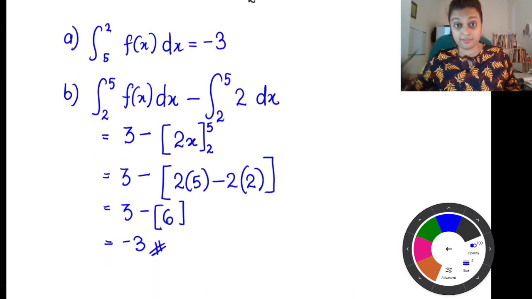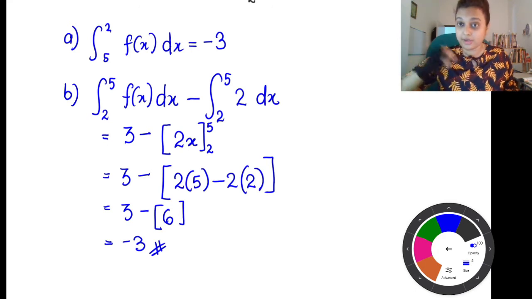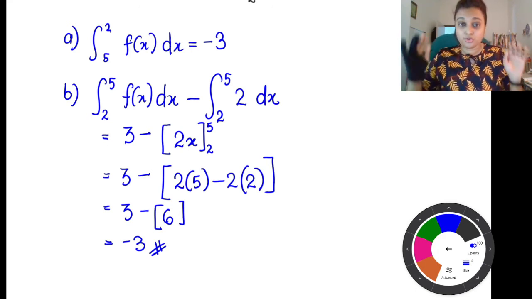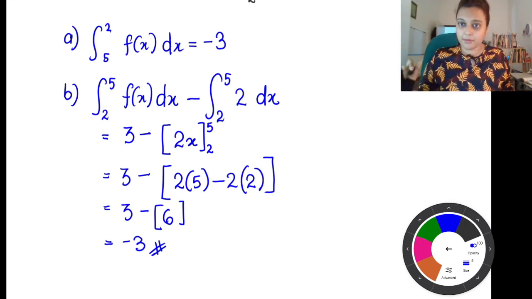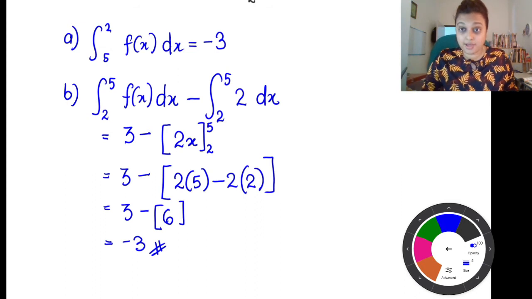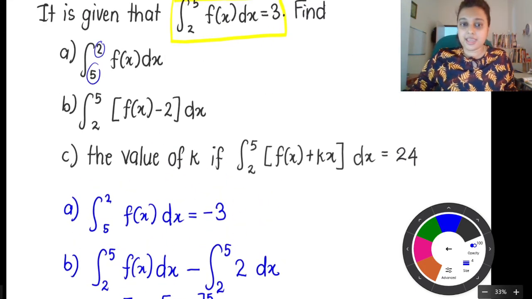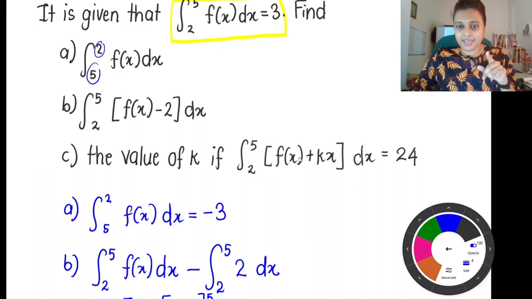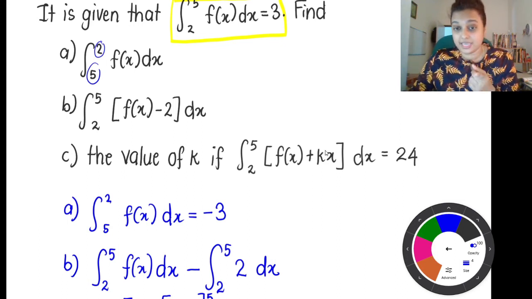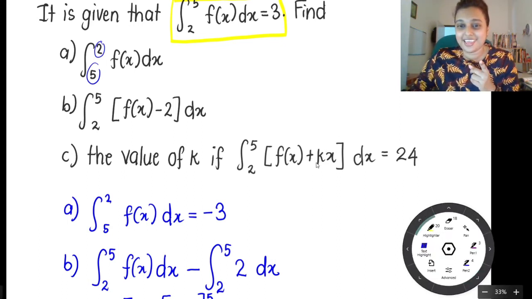Teacher hopes that if you are writing down together, it's very good, so you can understand. You must do separation first, separate it, and solve one by one. So far okay? Now let's go to the last question. C, find the value of k, where the integration from 2 to 5 of f(x) plus kx dx is equal to 24. Oh, there's a k inside.